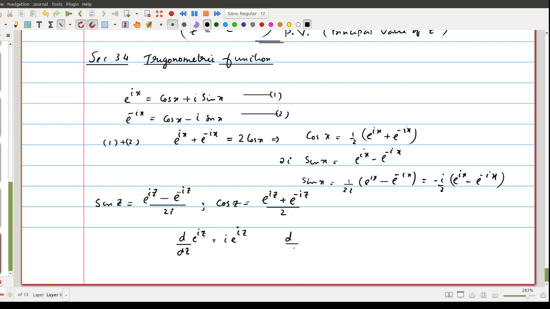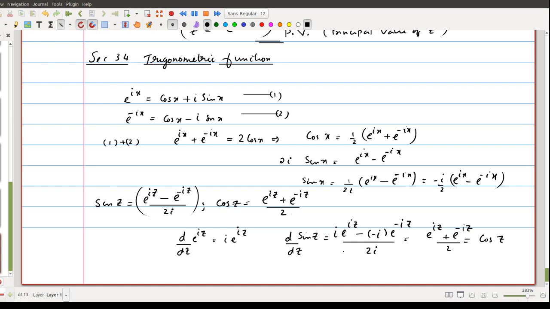the derivative of this function is i times e power iz itself, then from this you can get the derivative d by dz of sin z. That is the derivative of this expression. The derivative of e power iz is i e power iz minus i e power minus iz divided by 2i, and by cancelling this i, you will get e power iz plus e power minus iz divided by 2. Consequently this will be our cos z. So the derivative of sin z is cos z, and in a similar fashion we can prove the derivative of cos z is equal to minus sin z as well.